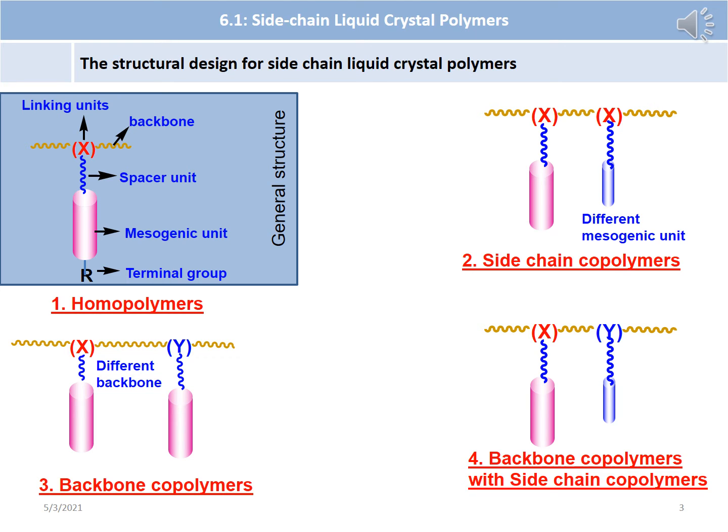A homopolymer is a polymer where every monomer unit of the chain is the same, as shown in example 1. Designs 2, 3, and 4 are examples of copolymers. Design 2 is side chain copolymers, where it has different mesogenic units. Design 3 is backbone copolymers, where it has different backbones. Design 4 is the combination of side chain copolymers and backbone copolymers.